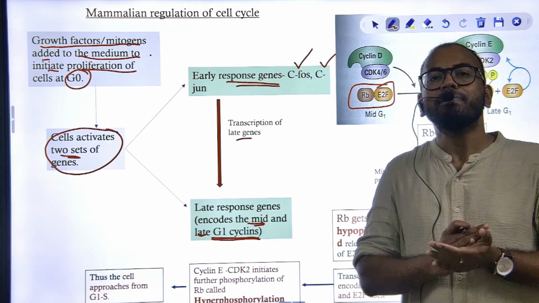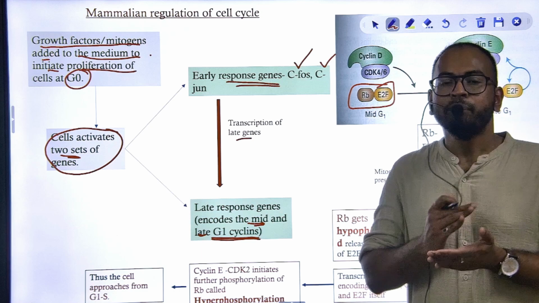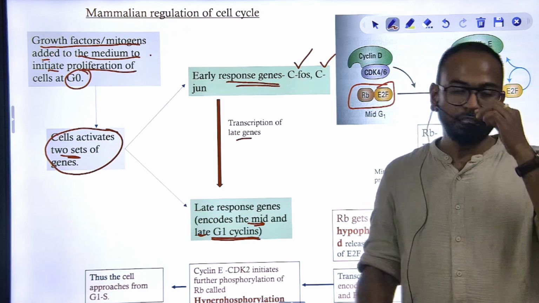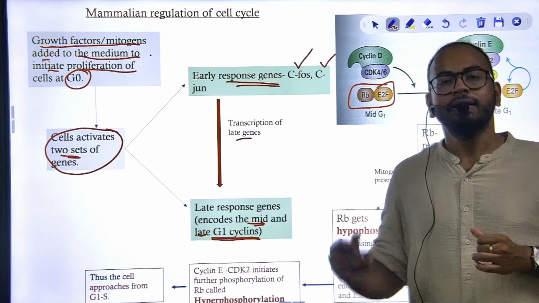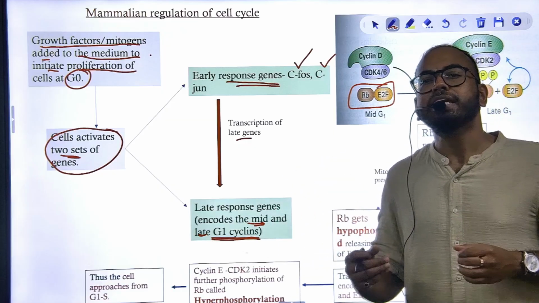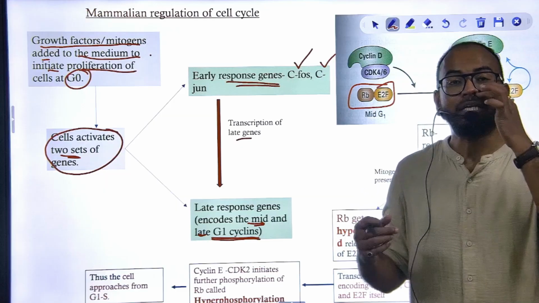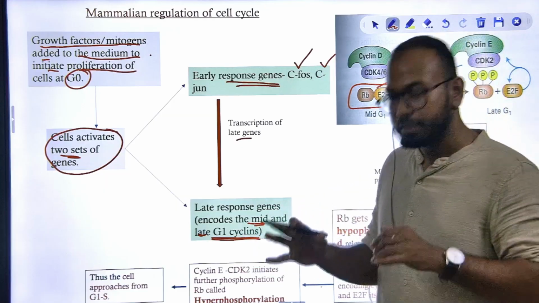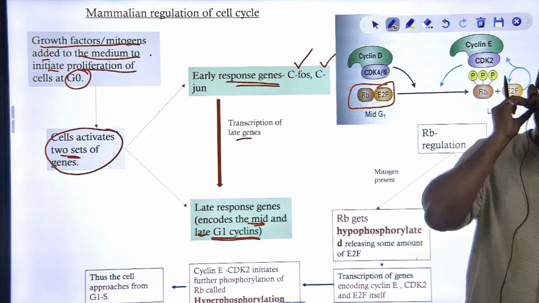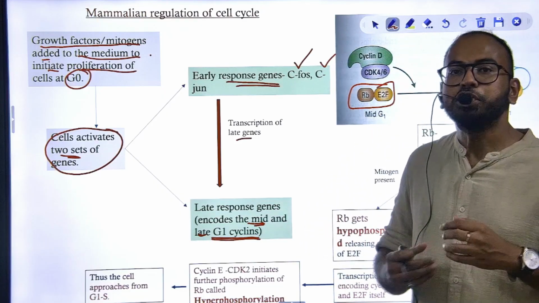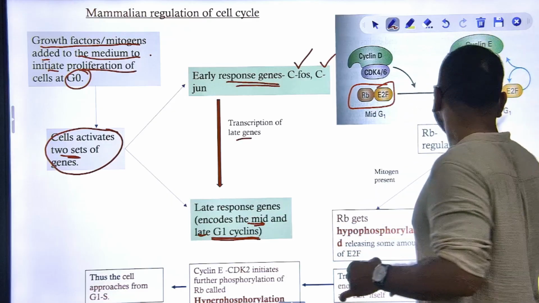When cells are supplemented with mitogens, they activate two sets of genes. One is the early genes like CFOS and CJUN. CFOS and CJUN later activate the transcription of mid or late G1 cyclins and CDKs. As simple as that. Now, the cyclin needs to be activated.